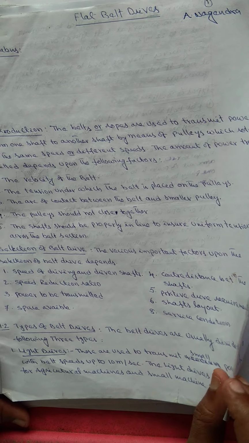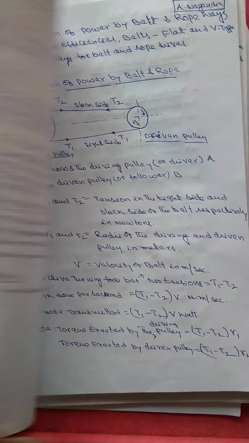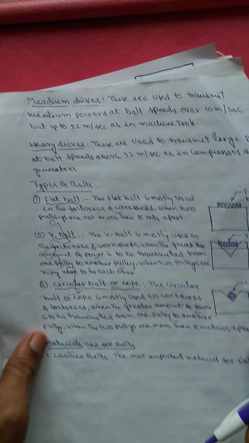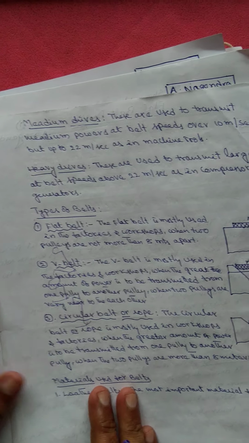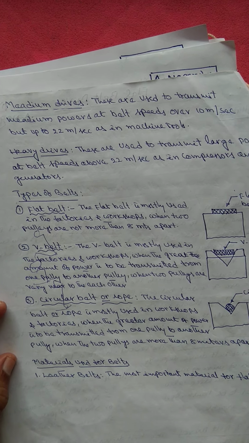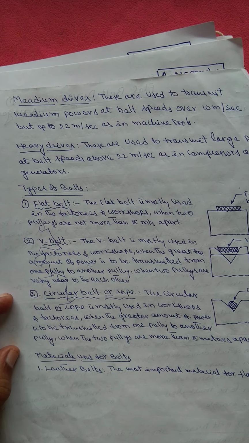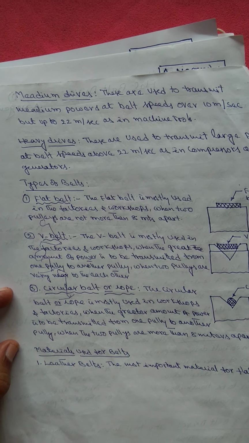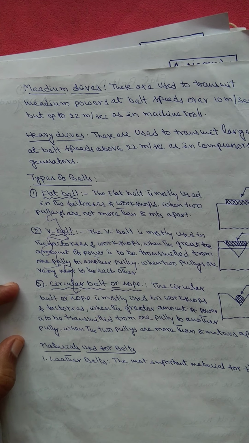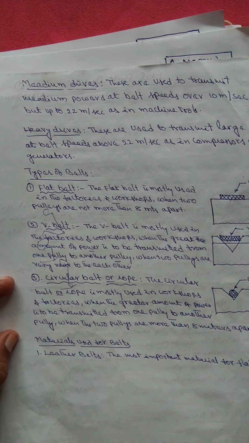Now what are the different types of belt drives we are going to see? First is light drives, then medium drives, then heavy drives. Light drives are used below 10 meters per second. Medium drives are used from 10 meters to 22 meters per second. Heavy drives are used above 22 meters per second.